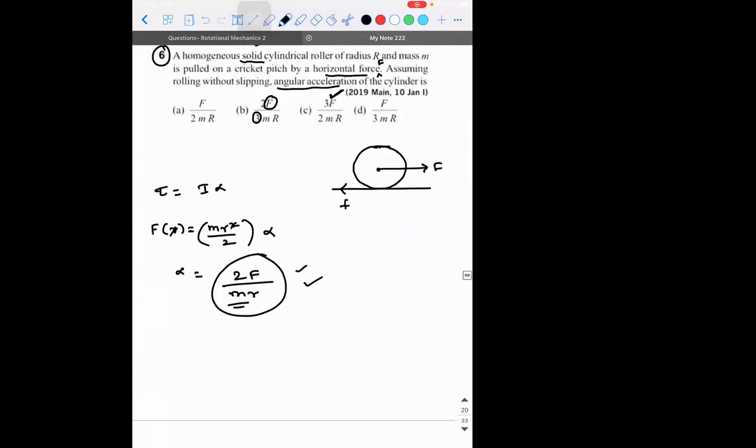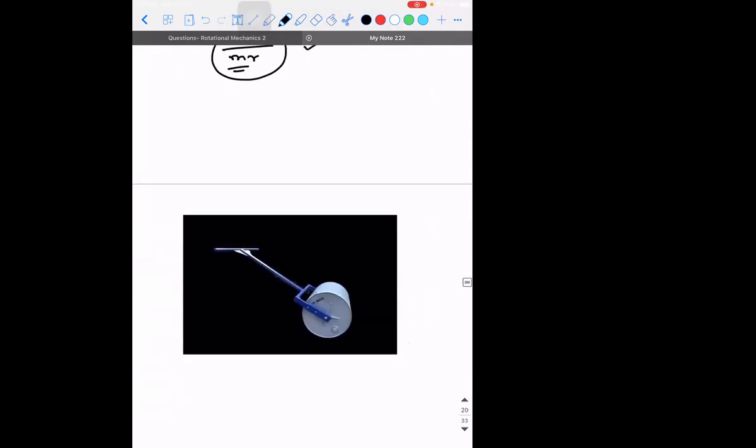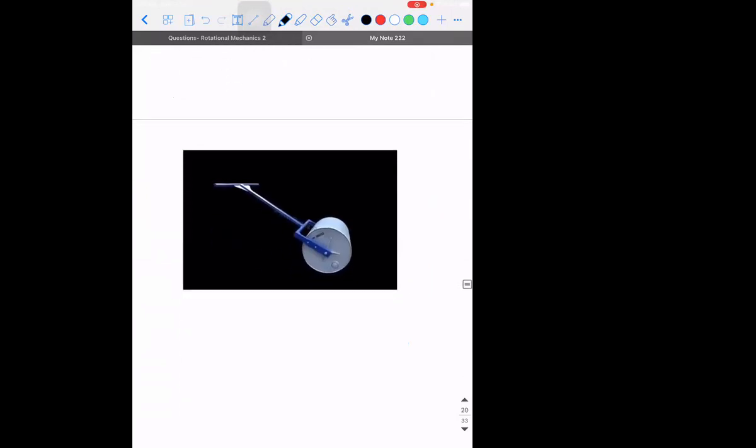This is the one I'm trying to talk about. Are you guys able to understand? So this force, where should it come from? Will it come from the tangential part or from the center? Since they have mentioned it as a solid cylindrical roller, this is how it is going to be. So this part is there, no? This handle is actually going to be horizontal and there will be a frictional force acting here.